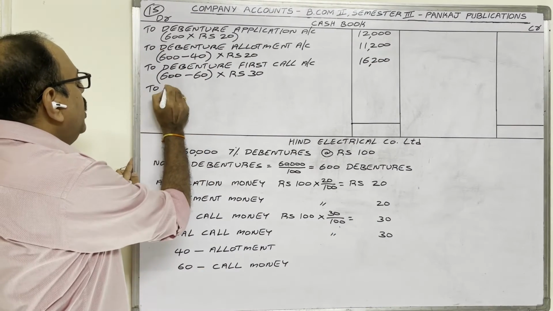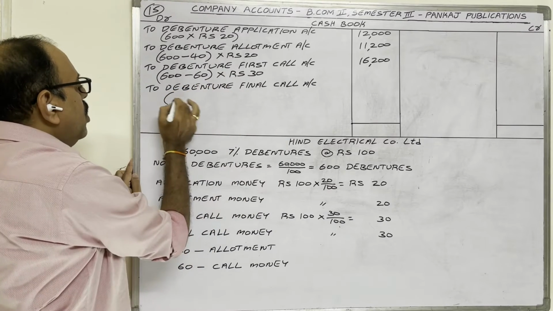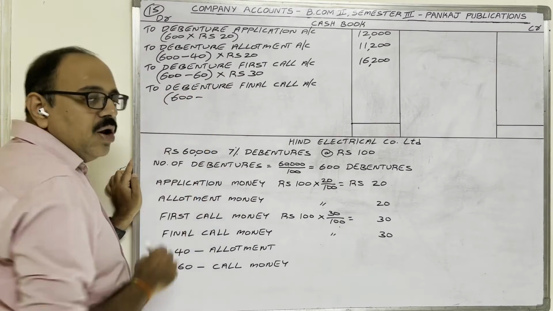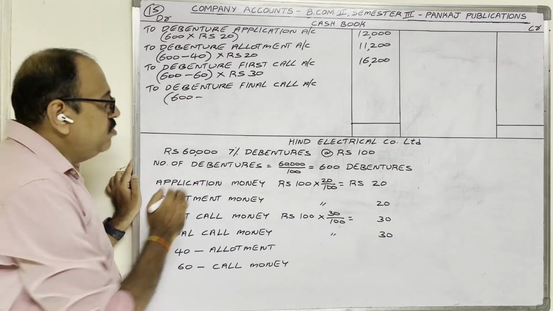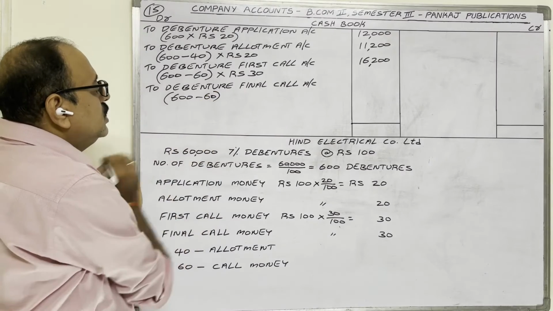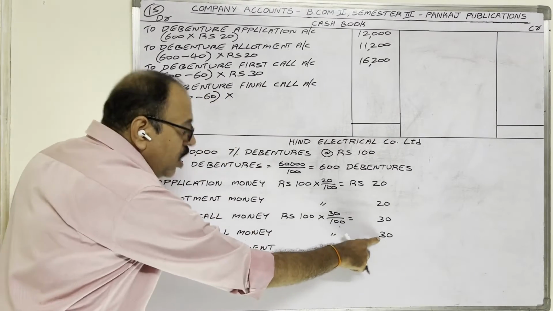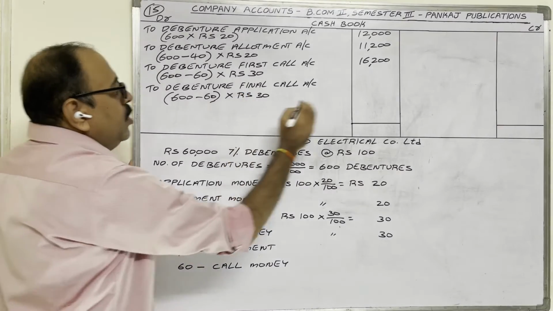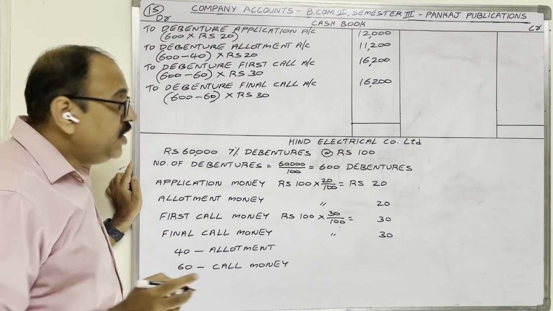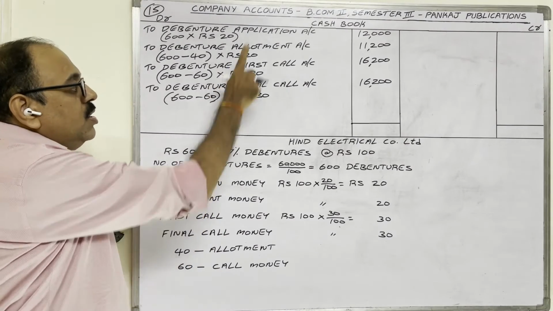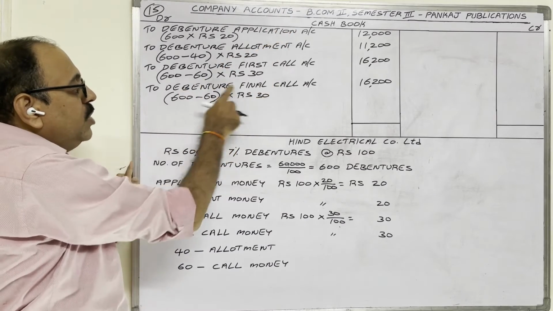Next come to final call. Same, debit side only, to debenture final call account. Same calculation: on 600 debentures, final call money should come. On 60 debentures, final call money is not coming. Subtract that 60 from 600, into one debenture final call amount is 30 rupees. Same amount, 16,200. What are the entries for first call and final call? Bank account to debenture first call account. Similarly, bank account to debenture final call account.